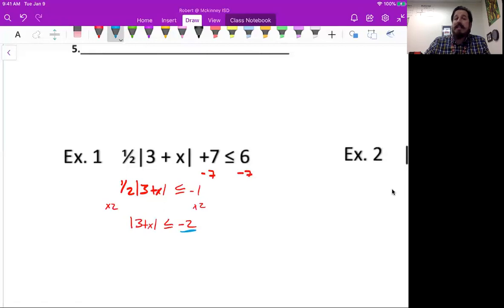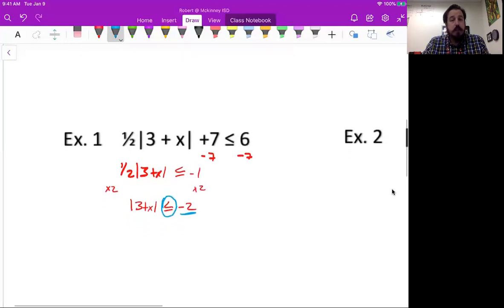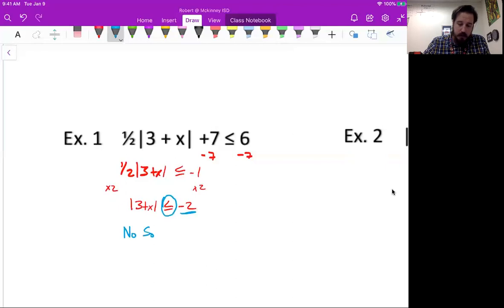So I know I'm gonna stop at this point, but what I'm gonna say is dependent on what inequality I have here. If I have absolute value is less than a negative number, remember absolute value, distance from 0, I cannot have a distance that is negative, therefore I cannot have a distance that is less than a negative number. This is no solution.